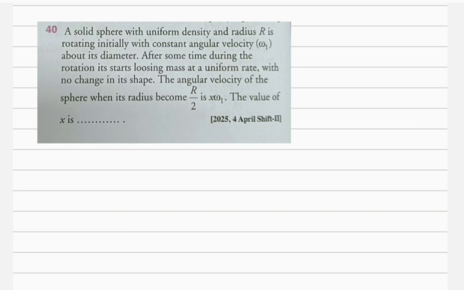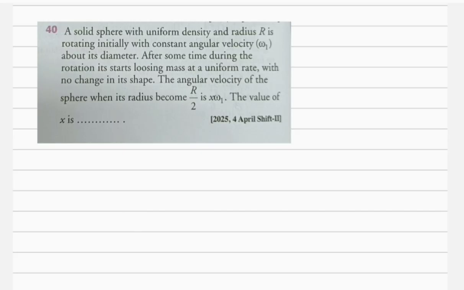A solid sphere with uniform density and radius r is rotating initially with constant angular velocity omega 1 about its diameter. After some time during the rotation, it starts losing mass at a uniform rate with no change in its shape. The angular velocity of the sphere when its radius becomes r by 2 is x times omega 1. The value of x is dash. This question came in 4th April, shift 2, 2025 examination.